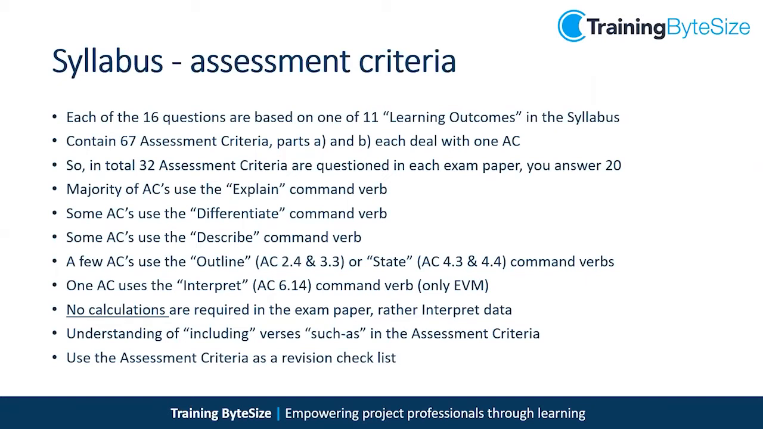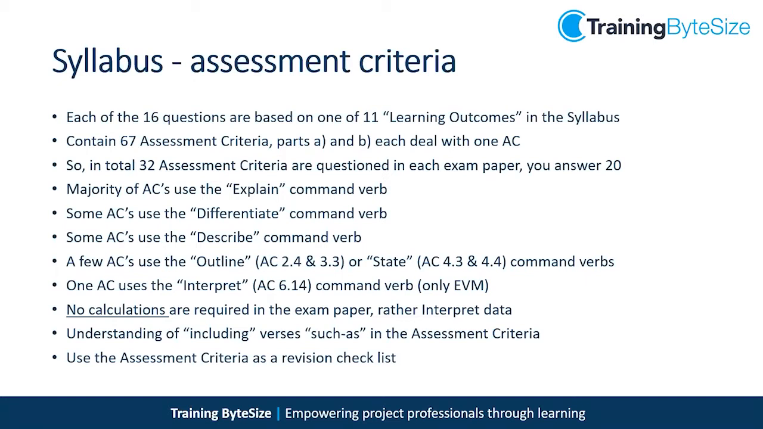Some of the assessment criteria use the differentiate command verb. Some use the describe command verb. A few. So explain is the most common. Differentiate is probably the second most typical. Describe tends to be in there a few times as well, but the least common are outline and state. You don't often find outline and state. There are only a few in the paper typically, because they don't tend to ask for a lot of detail. They're asking for high level, almost, as I said, bullet points of 3 or 4 sentences.